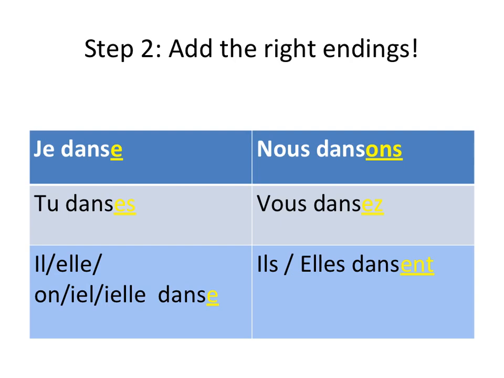The ending for je is e. Je danse. The ending for tu is es. Tu danses. The ending for il, elle, on, and iel is e. Il danse, elle danse, on danse, iel danse. The ending for nous is ons. Nous dansons. The ending for vous is ez. Vous dansez. And the ending for ils or elles, pluriel, is E-N-T. Ils dansent, elles dansent.